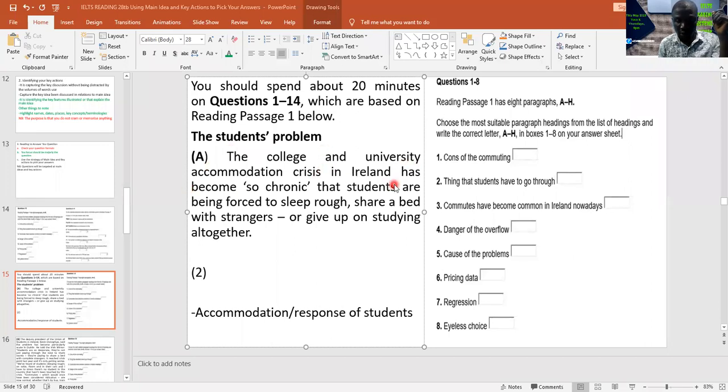The college and the university accommodation crisis in Ireland has become so chronic that students are being forced to sleep rough, share bed. Still send your feedback so that I can proceed, or still wait here. So accommodation crisis, and then student response, or what it costs making students to do. Okay.